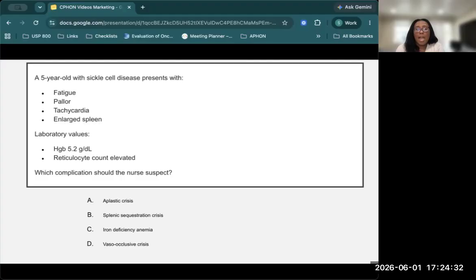C, iron deficiency anemia. This does not cause acute splenic sequestration or what we're seeing here. So we'll cross off C. And D, vaso-occlusive crisis. This is characterized by pain, not by acute splenic pooling or trapping. So for CPHON and clinical practice, I want you to remember, if you see severe anemia, enlarged spleen, elevated retic, think splenic sequestration crisis in these patients.